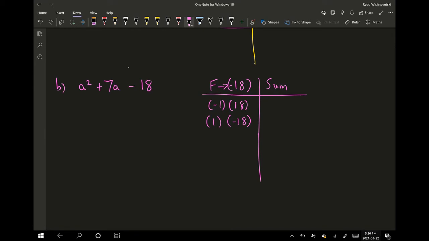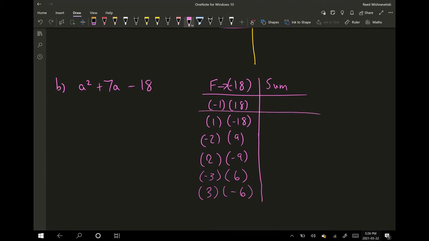We can do negative 2 and positive 9, and the same we can do 2 and negative 9. We also have the option of doing negative 3 and 6, or doing positive 3 and negative 6. Now let's start adding some sums up here. We'll just draw some nice lines to divide them, keep it nice and neat.